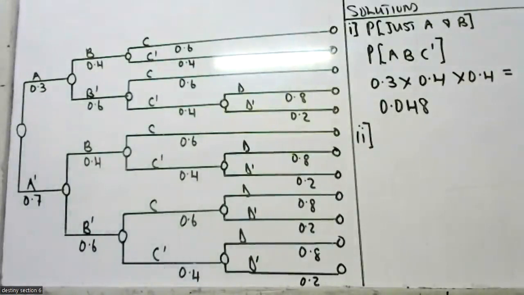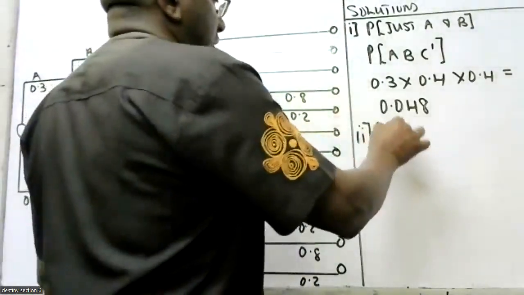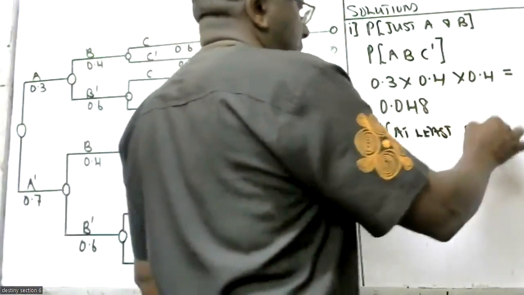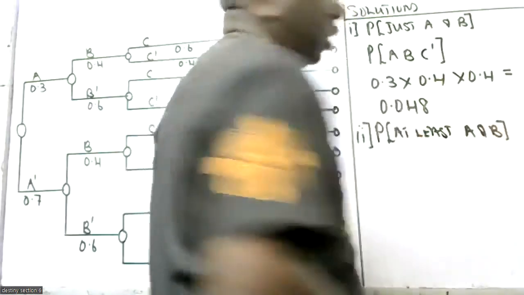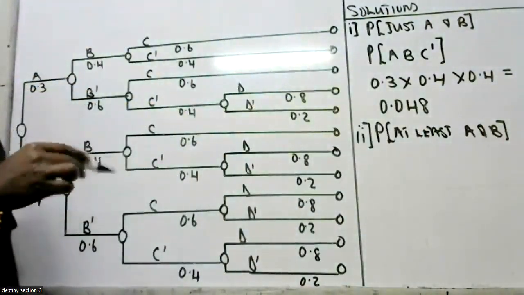Roman 2 says at least A and B. So when you're told at least A and B, probability of at least A and B, what that means is we get A and B alone or more.